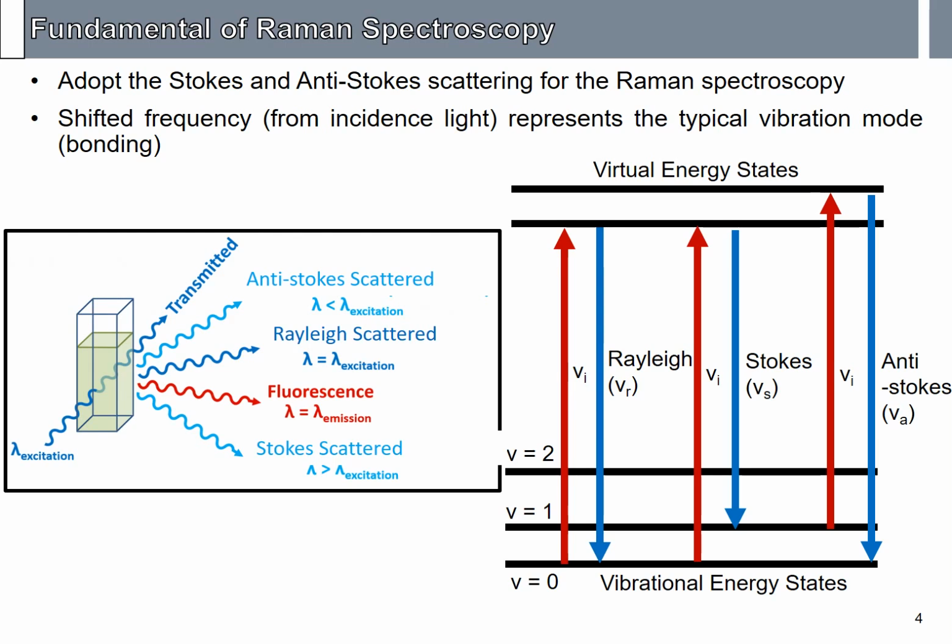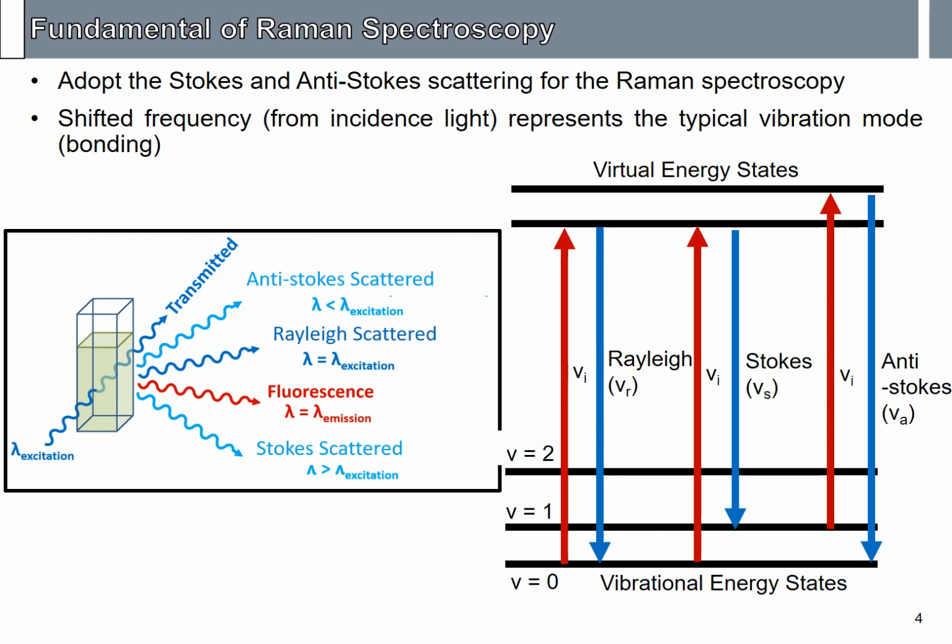However, if the scattered light loses some energy, then it is called Stokes scattering, and the wavelength is changed, and the frequency is also changed. And as you can see in this figure, the light blue wave. And as I told you, Stokes scattering changes the wavelength, so the wavelength increases. And the frequency is decreased, as you can see in the right figure.